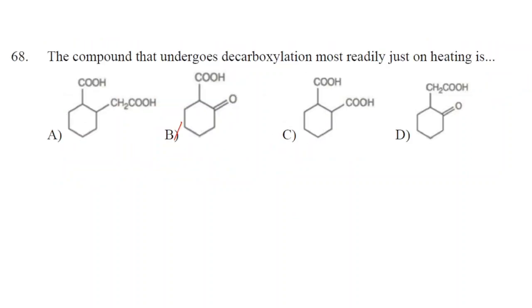The compound that undergoes decarboxylation most readily just on heating is, this is also one of the important points, especially if we consider the carboxylic acids. Alpha, this is the alpha and this is beta, and this is nothing but beta keto acid. Beta keto acids readily undergo decarboxylation and CO2 will be eliminated just by heating. The CO2 gas escapes from the compound. Okay, so answer is B. Now let's move to the next one.